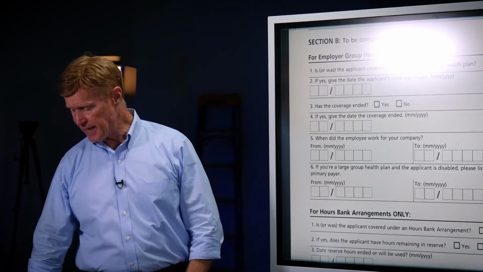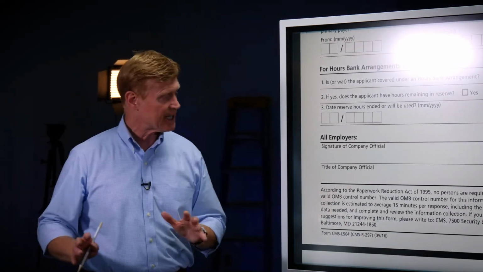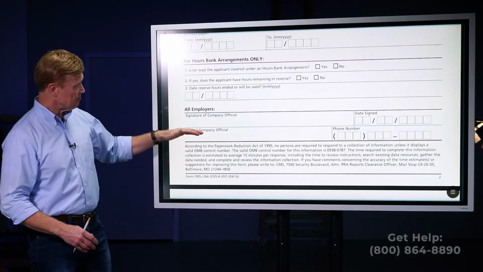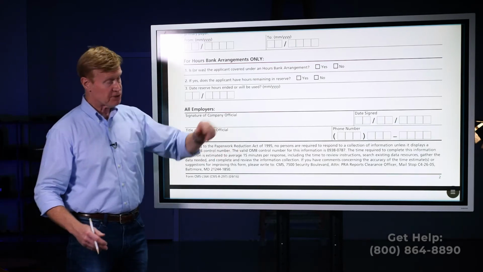And then lastly, what we have is the place where the employer representative is going to sign this document. So it's a signature of a company official. Obviously, they sign it, they're going to date it, and they're going to put what their title is, whether it's HR department or a vice president or whatever, and they'll put their phone number down.